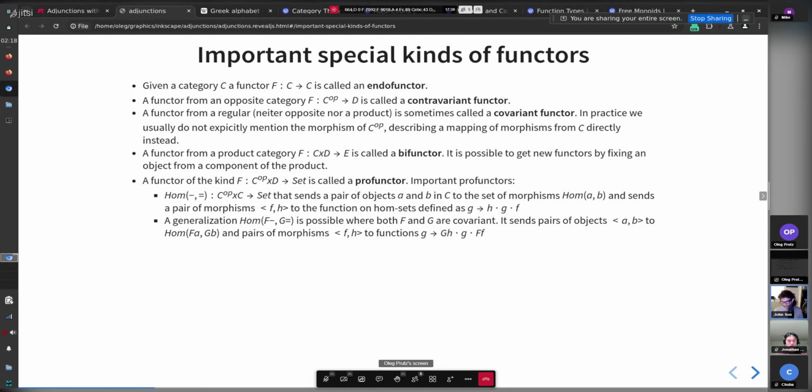I have a question. Is E also a product category in that case? Not necessarily. It's just a category. Yeah, it can be anything. So the important thing is that the domain is the product category. That's when F is a bifunctor. I see. Okay. It doesn't really matter what the codomain is.